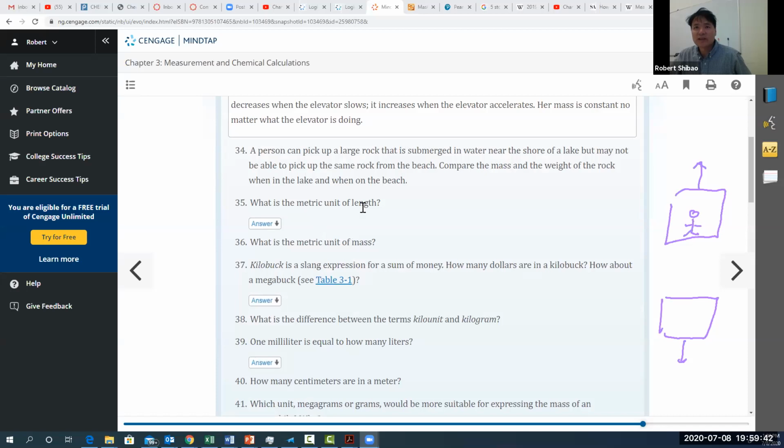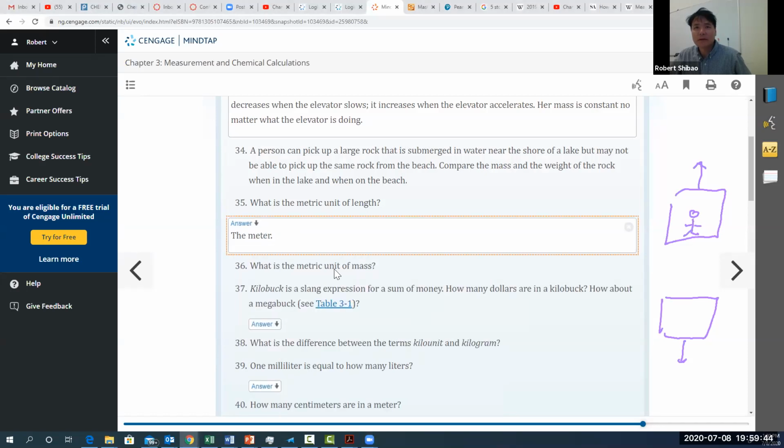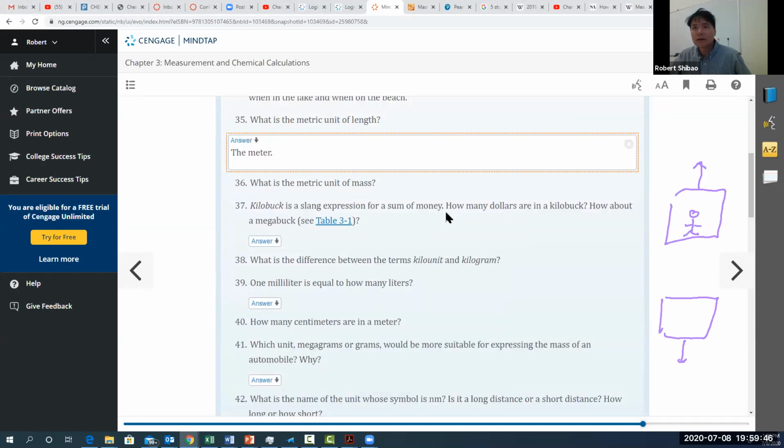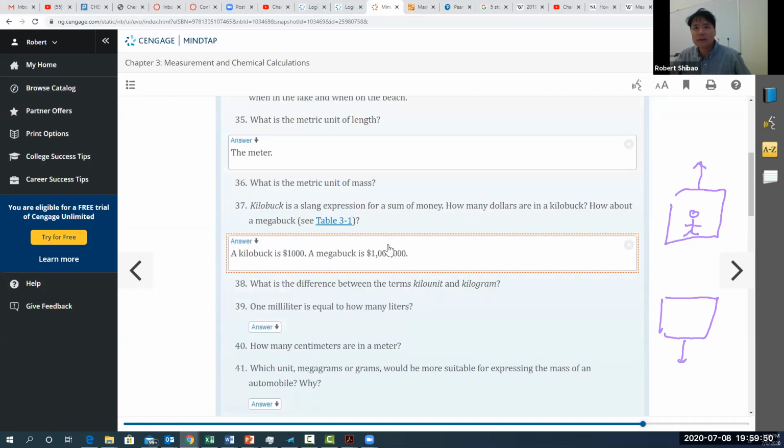What is the metric unit of length? I think that's a meter. The meter. A kilo is 1,000. So 1,000. Mega is 1,000,000.